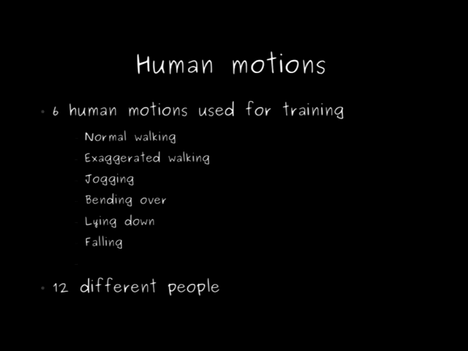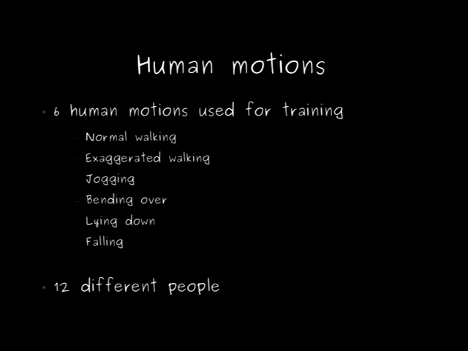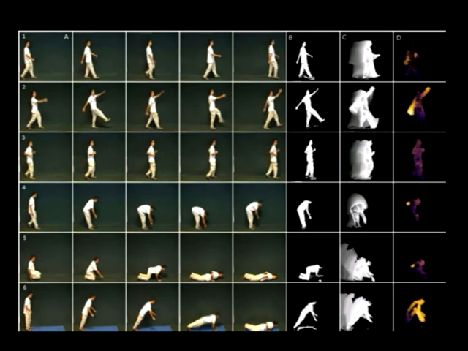Our experiments consisted of 6 different human motions for training, which were normal walking, exaggerated walking, jogging, bending over, lying down, and falling. For each of these actions, 12 different human subjects were recorded 4 to 5 times. This photo shows representative action in our training and testing dataset.